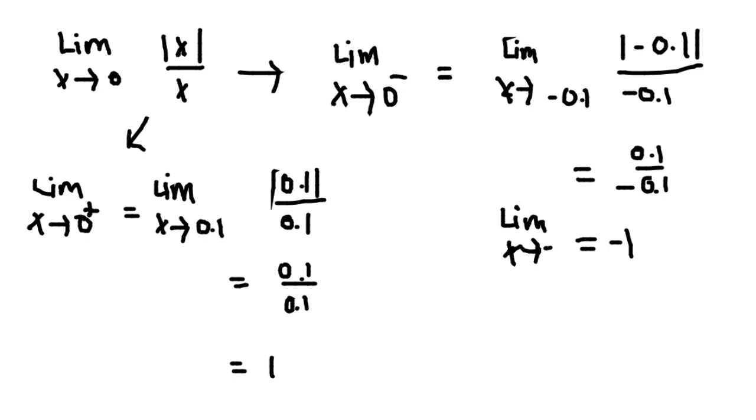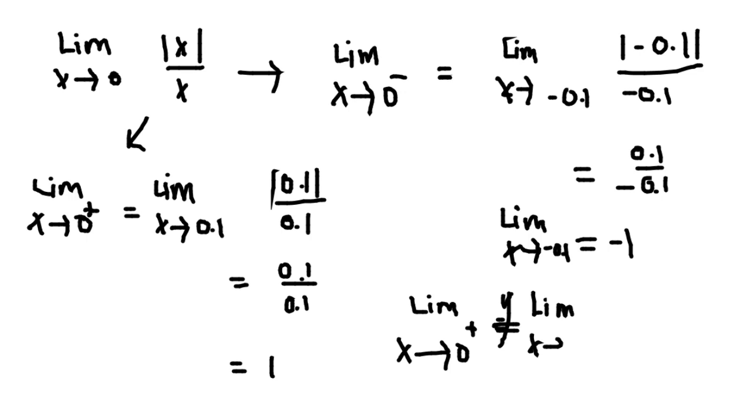So if we approach the limit from the left side and the right side, and the approximate values are not equal, that basically means the limit really doesn't exist. As you can see here, the limit from the left side and the right side is not equal, so the limit doesn't exist.